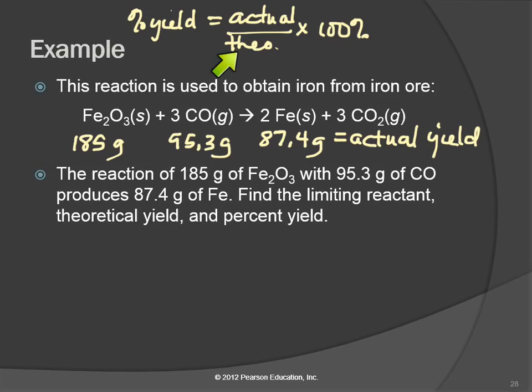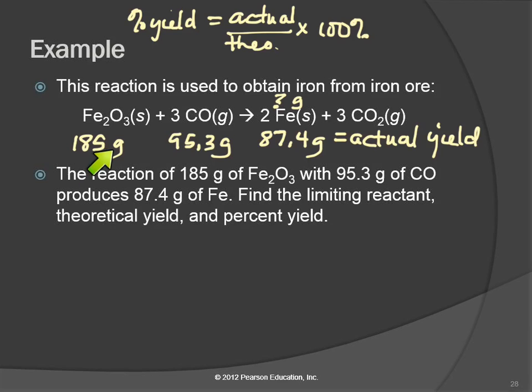We need also the theoretical yield. How do we find the theoretical yield? We calculate it. That's what we were just learning how to do. So we need to calculate the theoretical yield in grams of iron.